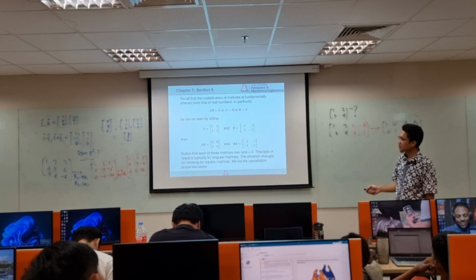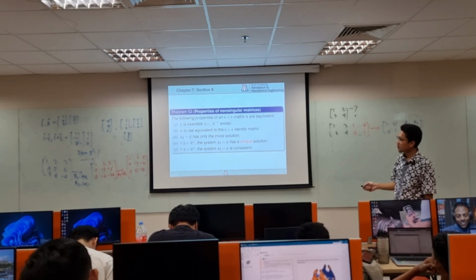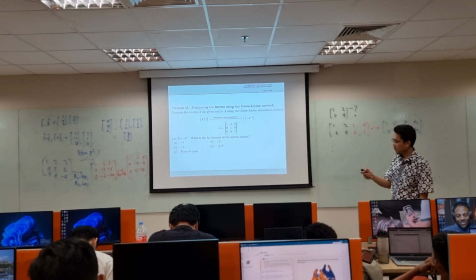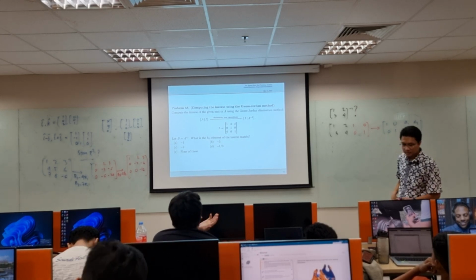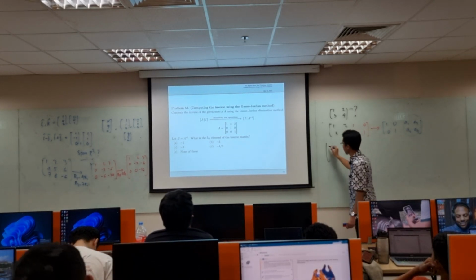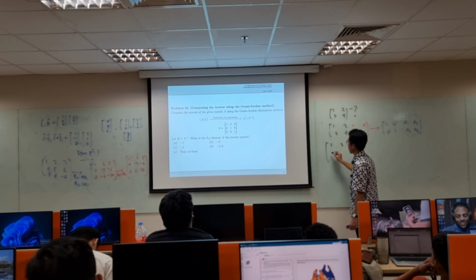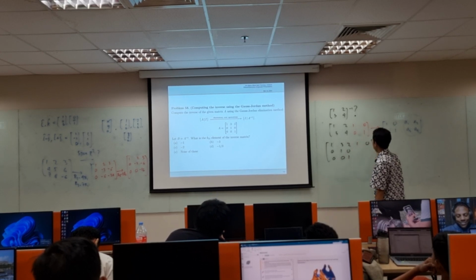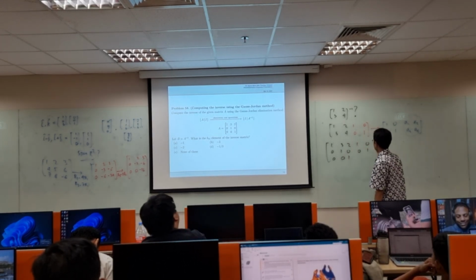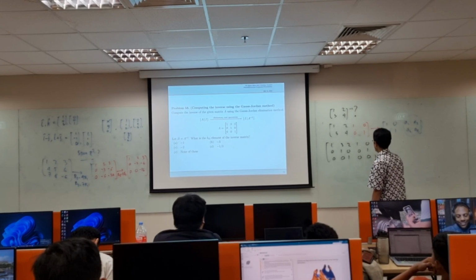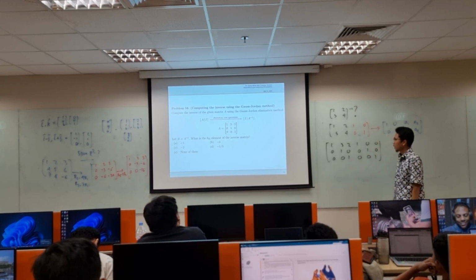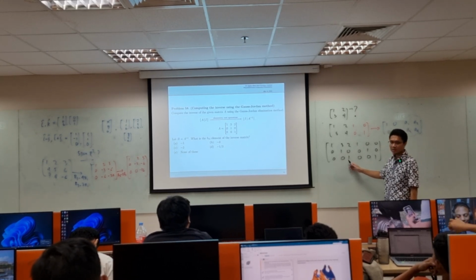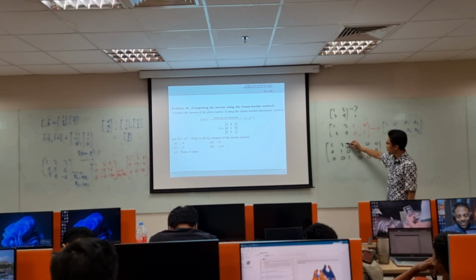An example is this. Let me go to the example. Compute the inverse using the Gauss-Jordan elimination method. Okay, let us do it. 1, 3, 2, 0, 1, 0. Rows 2 and 3 are already fixed. We only need to change this.